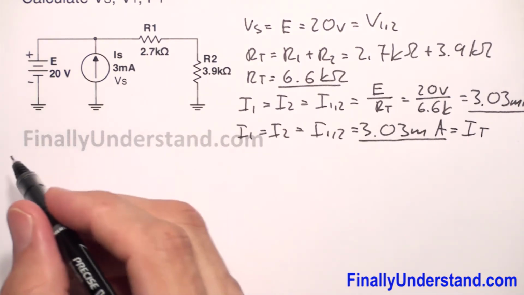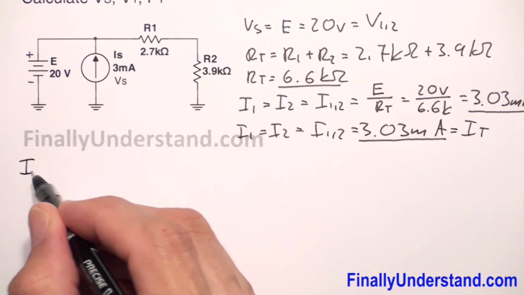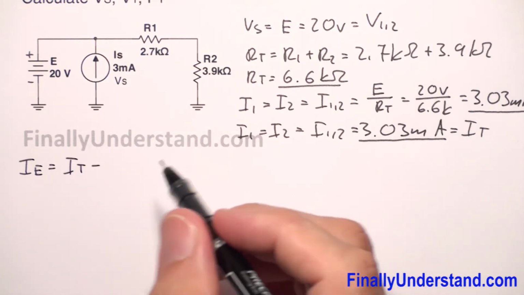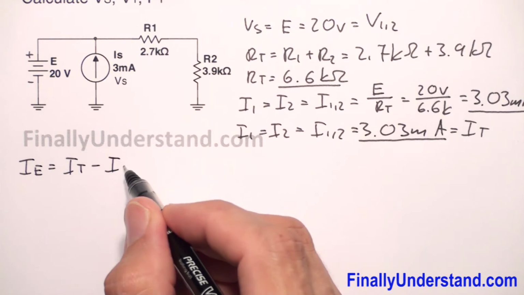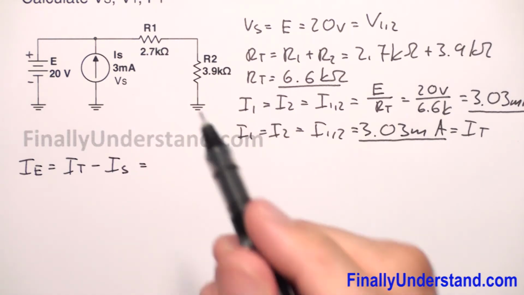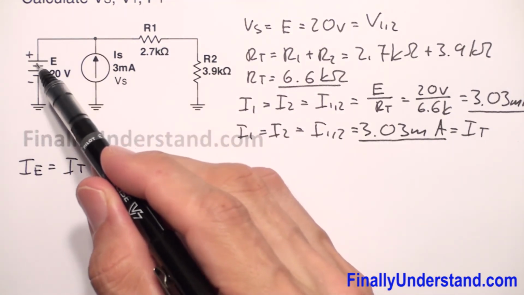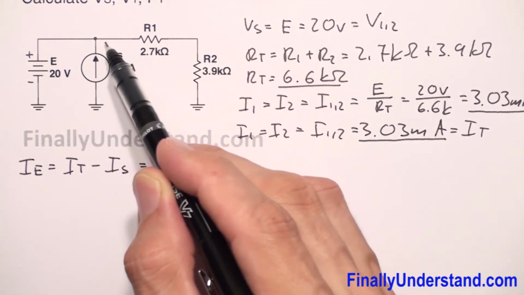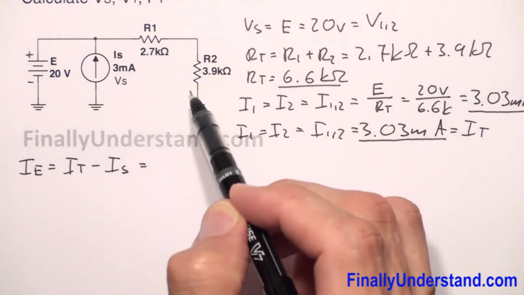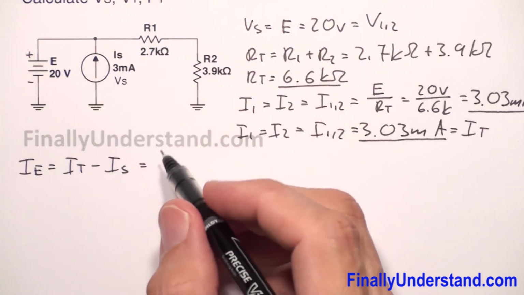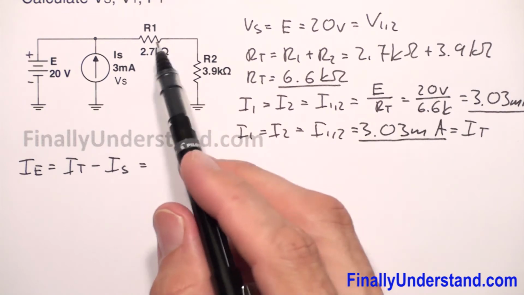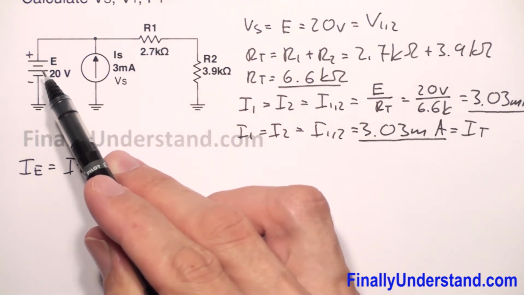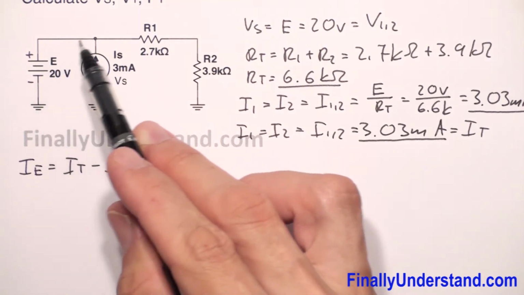So if you want to find IE, it is equal I total minus IS. Why do I call this I total? Because this voltage source is going to push the current, and this one is going to also push the current, so the total current is going to go through these two resistors. That's why if you subtract from the total the value of this current, you are going to find the current which goes in this branch.